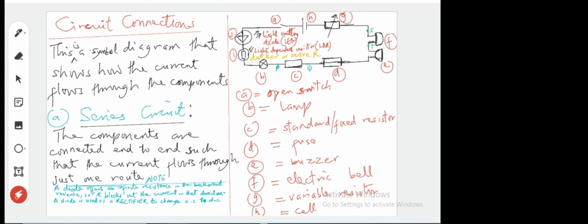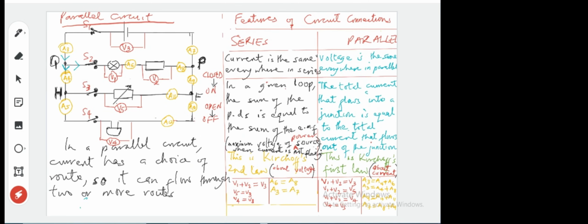You're right. Let me just describe it. First of all, you've written about what circuits are. There are two types of circuit connections: series circuits, and the other one we call parallel circuits.